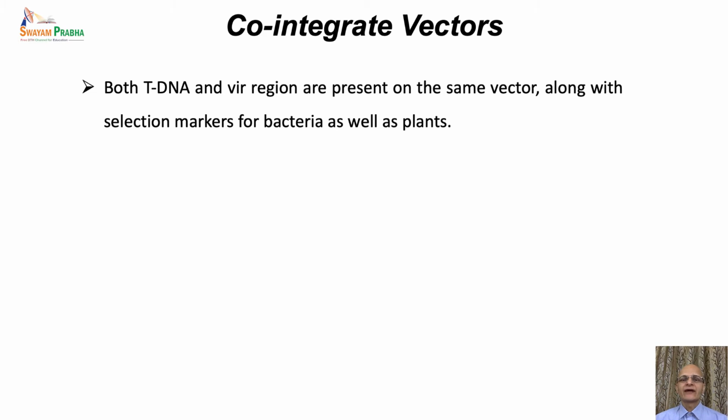So in cointegrate vectors, both the tDNA, that is the desired DNA to be transferred to the plant genome, and the virulence region are present on the same vector. These vectors have a selection marker for bacteria as well as for plants. That is, for manipulation purposes, we need to multiply them in bacteria or maintain them in the agrobacterium. And for plant selection, markers are introduced to select the transformed cells, and these are integrated into the tDNA and are used to regenerate the transgenic plants.